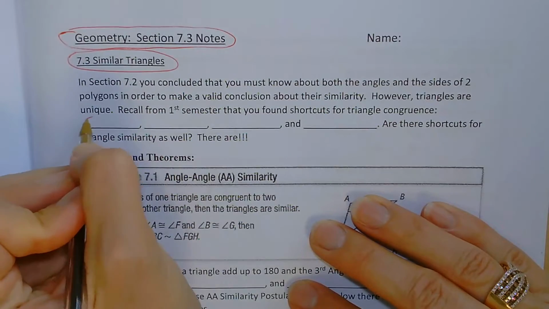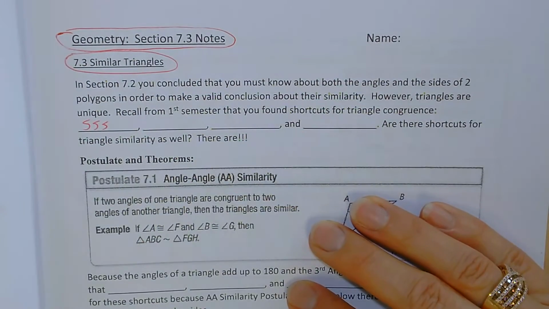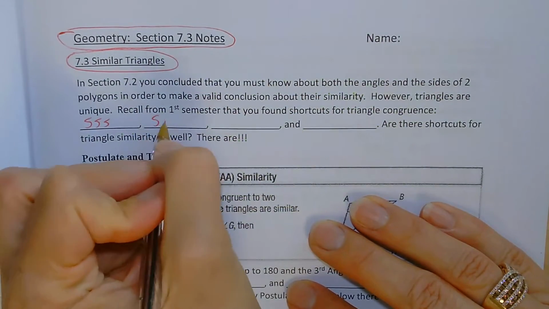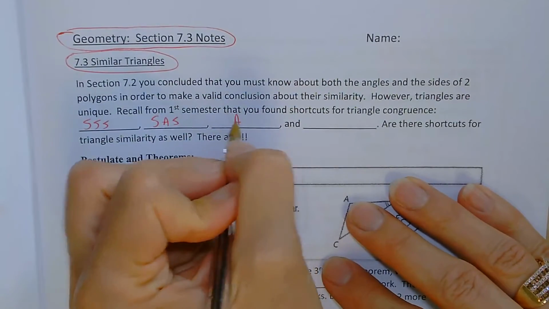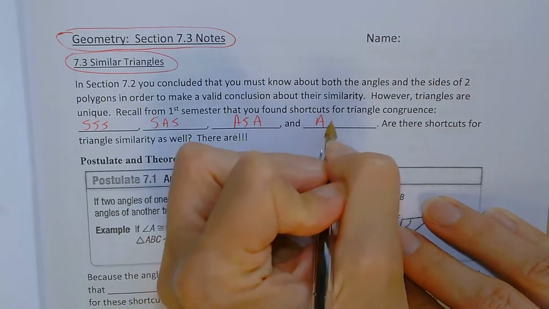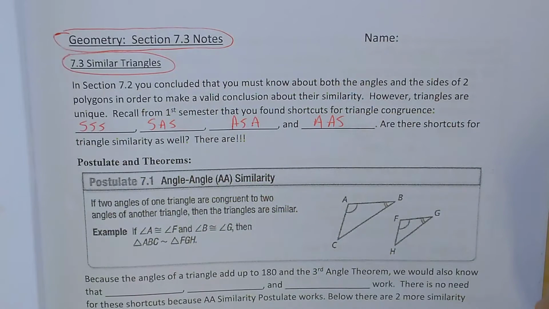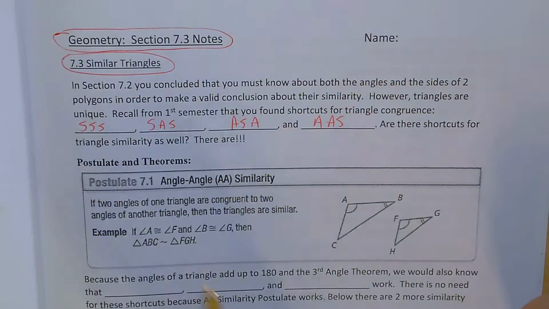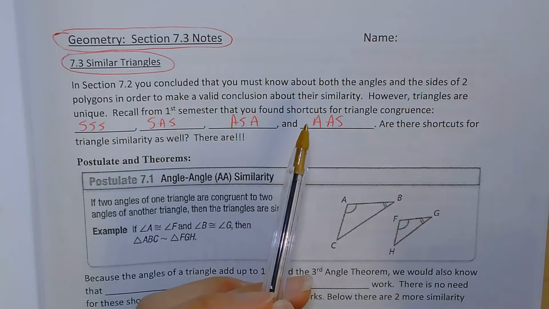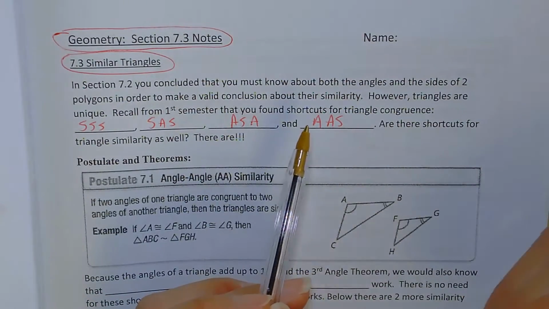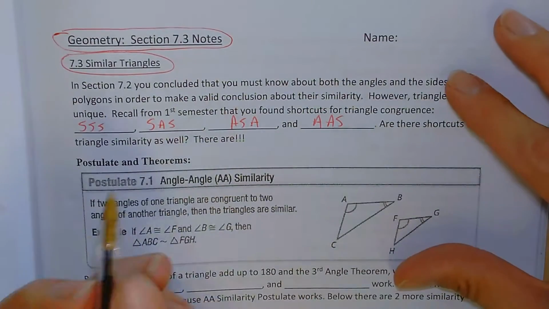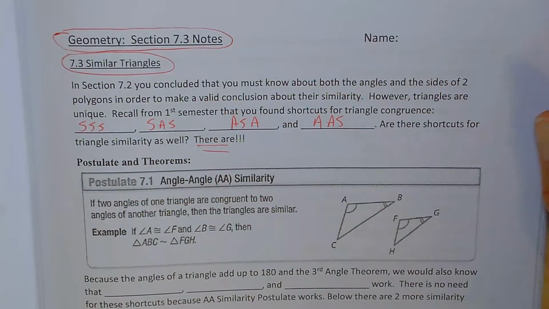If you remember the ways that you could say triangles were congruent by the shortcuts, it was SSS, SAS, ASA, and AAS. These shortcuts were used to prove that triangles were congruent so that you didn't have to do all 6 parts. So do you think some of these might be ways to prove triangles are similar, not congruent to each other, not twins, but similar? And the answer is yes, there are some of these that will work.